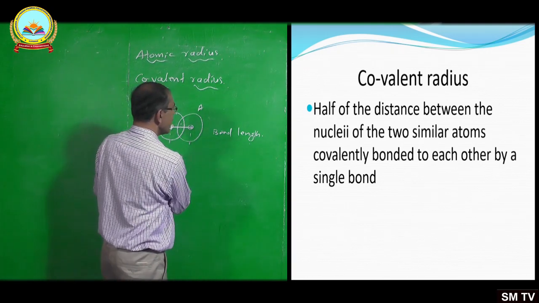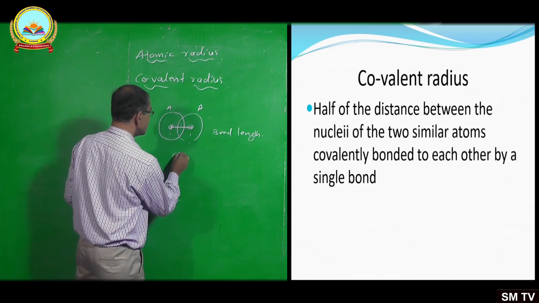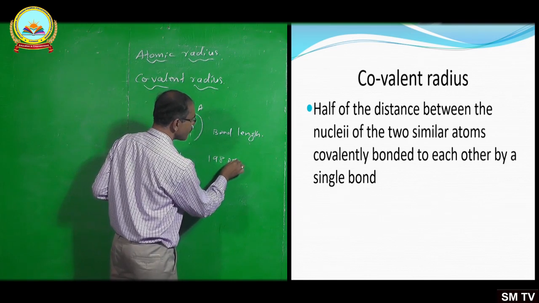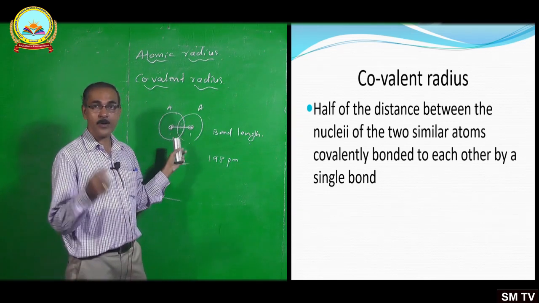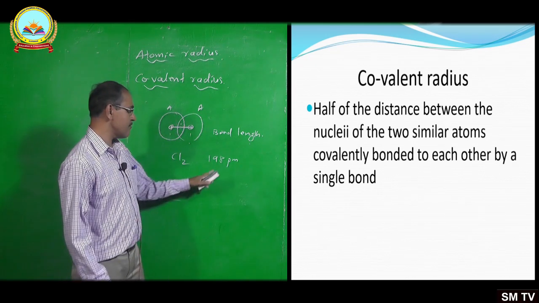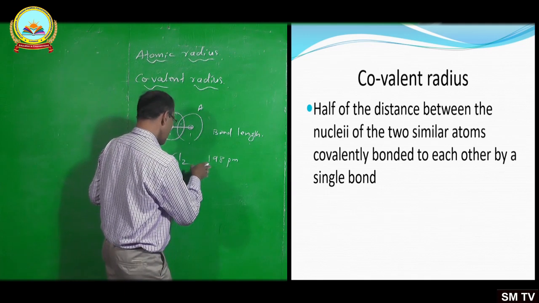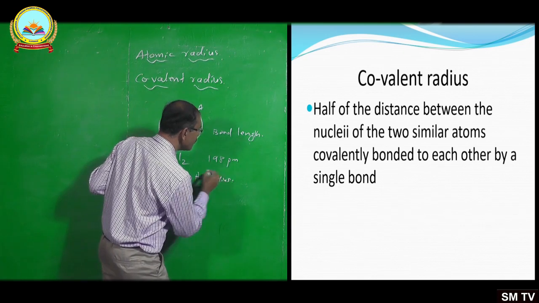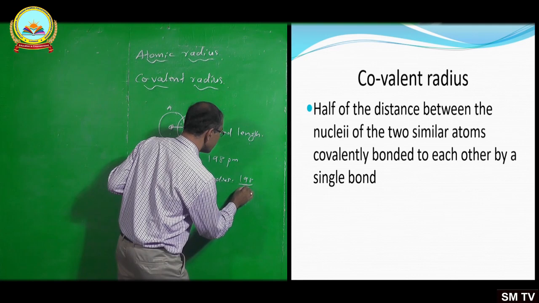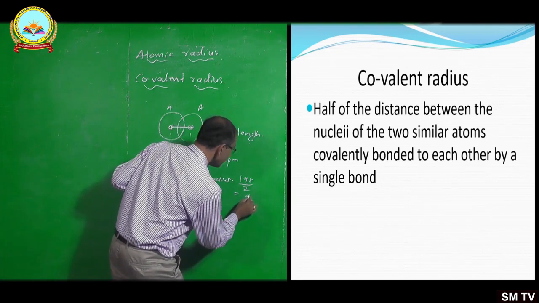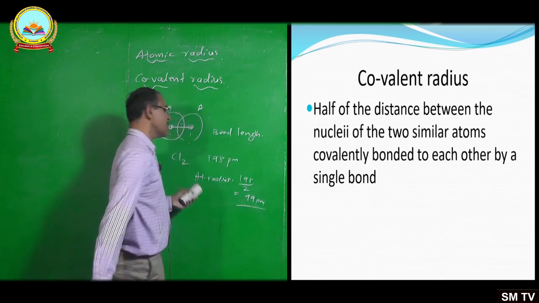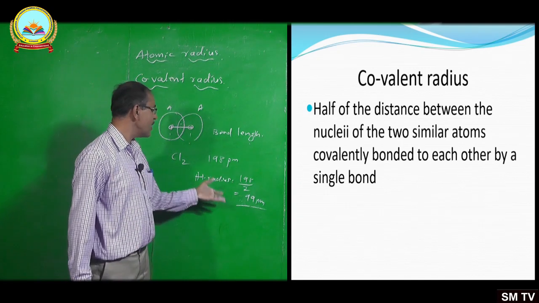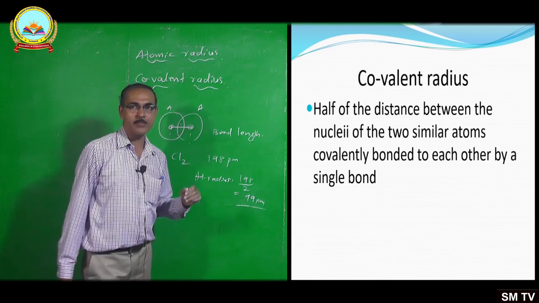Now, if you take the chlorine molecule, Cl2, the internuclear distance, or bond length, is 198 picometer. Therefore, the atomic radius is equal to 198 divided by 2, which is equal to 99 picometer. So 99 picometer is the covalent radius of the chlorine atom, right.